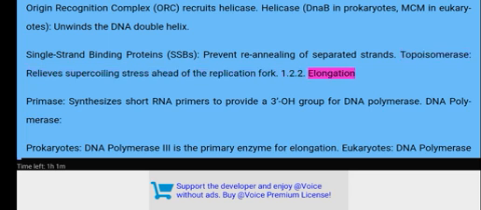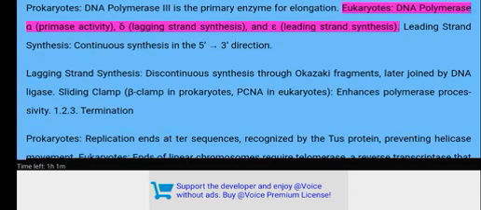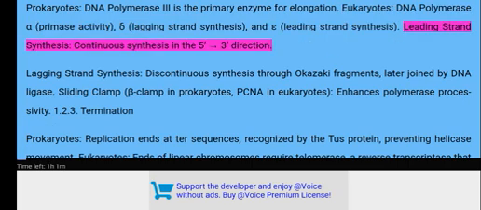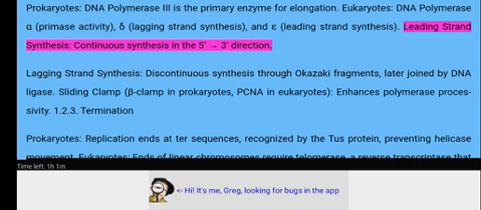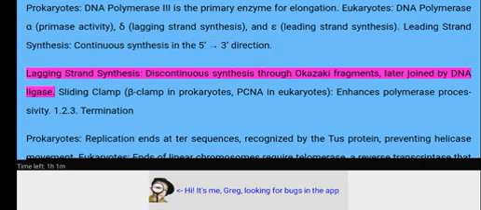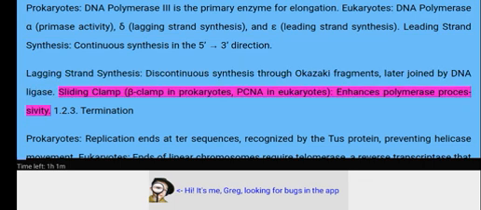1.2.2. Elongation. Primase synthesizes short RNA primers to provide a 3' OH group for DNA polymerase. DNA polymerase. In prokaryotes, DNA polymerase III is the primary enzyme for elongation. In eukaryotes, DNA polymerase alpha has primase activity, delta handles lagging strand synthesis, and epsilon handles leading strand synthesis. Leading strand synthesis: continuous synthesis in the 5' to 3' direction. Lagging strand synthesis: discontinuous synthesis through Okazaki fragments, later joined by DNA ligase. Sliding clamp, beta clamp in prokaryotes, PCNA in eukaryotes, enhances polymerase processivity.